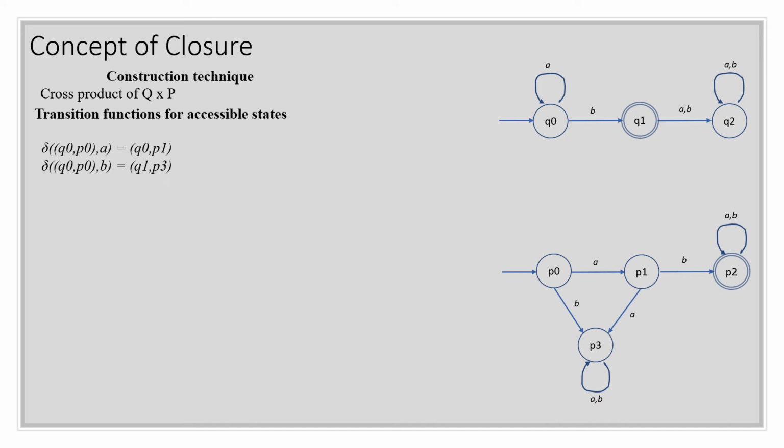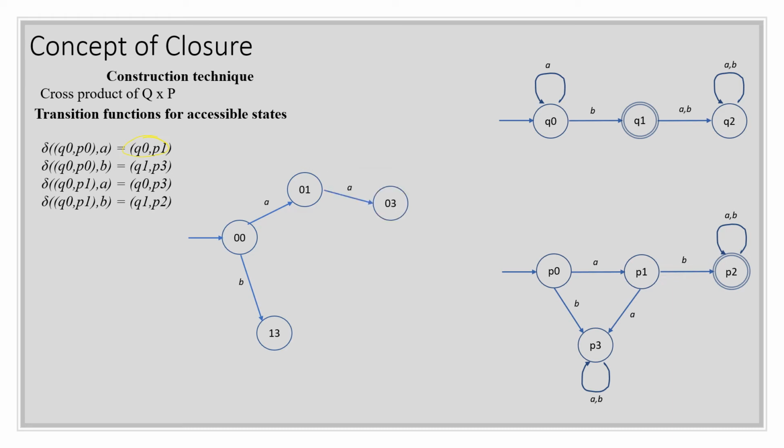All right, so let's draw our new DFA. So we're going to start out with our first initial state, which is 0, 0. Instead of saying Q0, P0, I'm just going to name it 0, 0. 0, 0 with an A, I will get to 0, 1. 0, 0 with a B, I will get to 1, 3. Now we will go to our next one, which is 0, 1. 0, 1 with an A, we will get to 0, 3, and 0, 1 with a B, we will go to 1, 2.